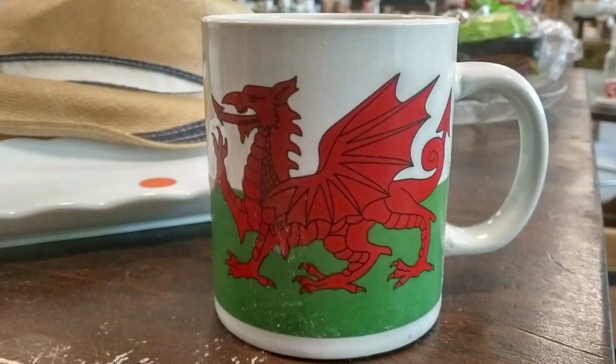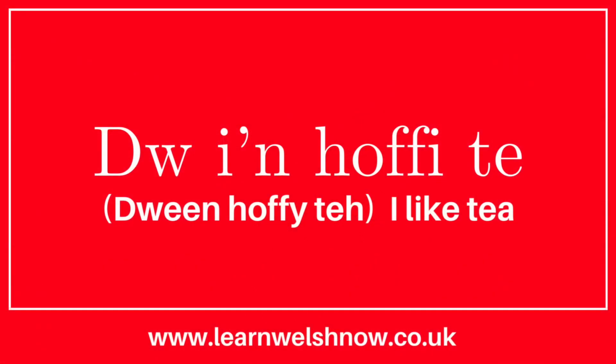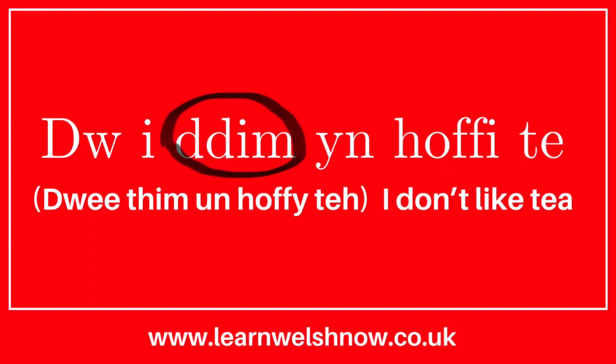Now I'm going to teach you how to make an I don't like sentence. The easiest way is to give you an I like sentence, which you've already learnt, and then just show you how we add one word in to turn it into the negative. Dwi'n hoffi te. I like tea. All we are going to do to say I don't like tea is to add in one word, ddim. And instead of an apostrophe N, we're going to use the full word yn.